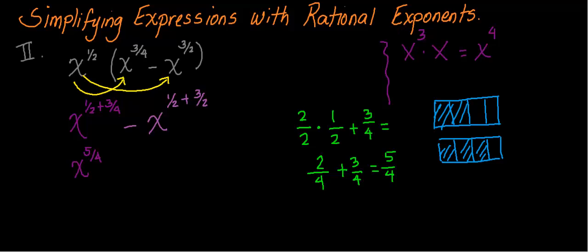Let's do the other one. It says minus x, and I need to add these two. 1/2 plus 3/2. We're lucky here. They already have common denominators. The denominators are 2. There's nothing to be done here. Just add the numerators. So 1 plus 3 is 4/2. This is x to the 5/4 power minus x to the 2nd power, because 4/2 is equal to 2. And there is your answer for this example.